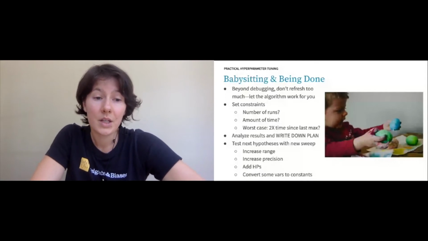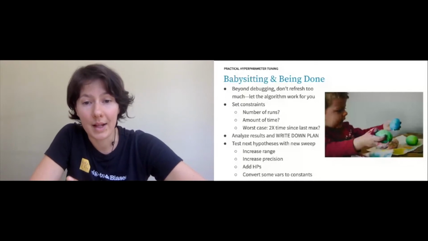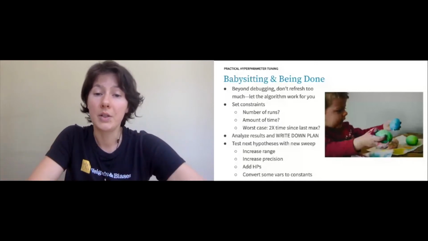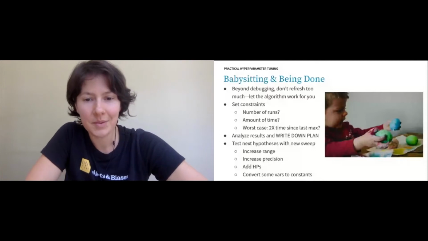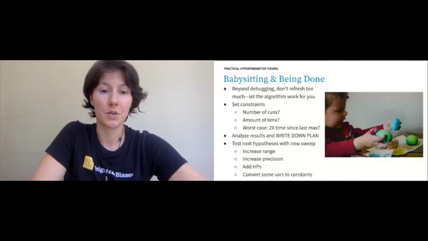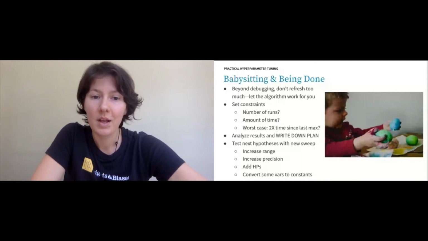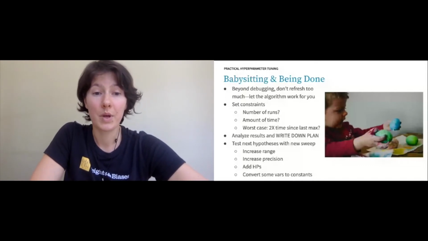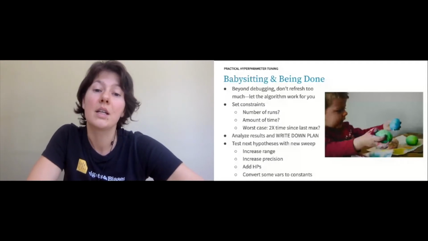And from there, you can increase the range of hyperparameters that you're trying, of the values. Sometimes you can increase the precision if you'd like to find a better value between, say, 0.01 and 0.001 for learning rate. Add new hyperparameters, and of course, convert some variables to constants to expand the search space of your sweep. In some tools, you can also mark some of your best runs from one sweep to make sure that they're counted as points you've already visited in your future sweeps.